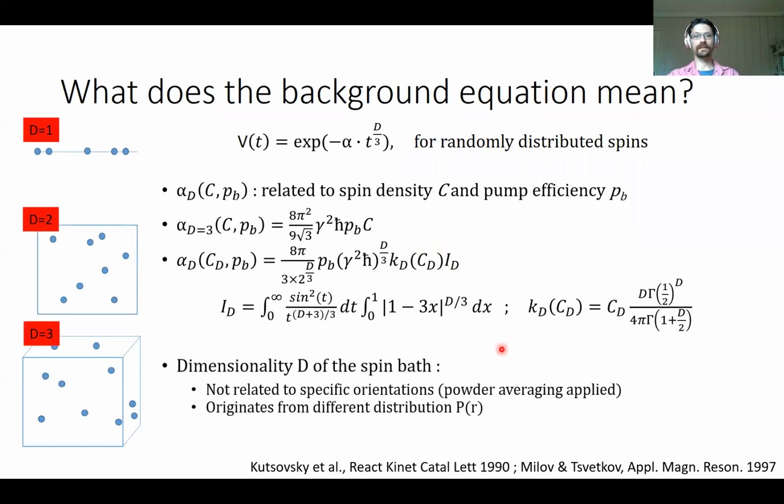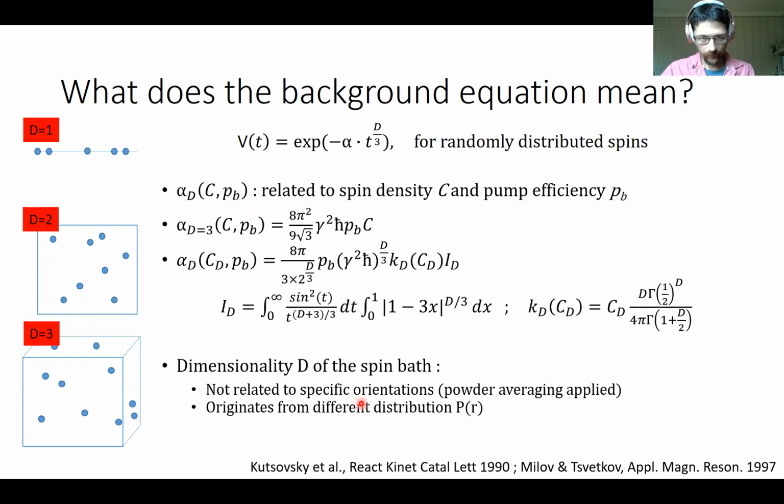Now, what about d? d is the so-called dimensionality, which represents the dimensionality of your spin bath. d equal 1 will give you a line, 2 a plane, and 3 a volume. And I should mention that accordingly, the concentration that you have inside your alpha depends on your d. So if d equals 1, then your concentration is in number of spins per length. d equals 2, you get a concentration in number of spins per surface, and so on.